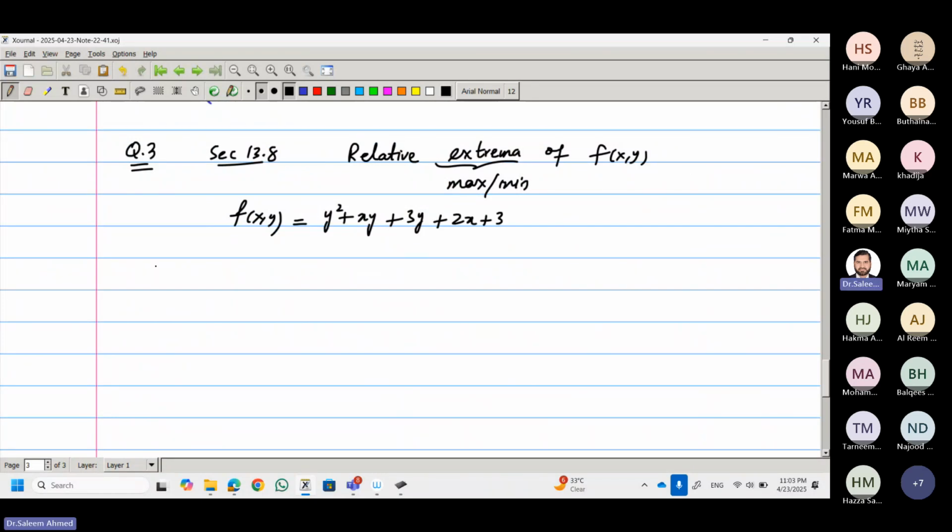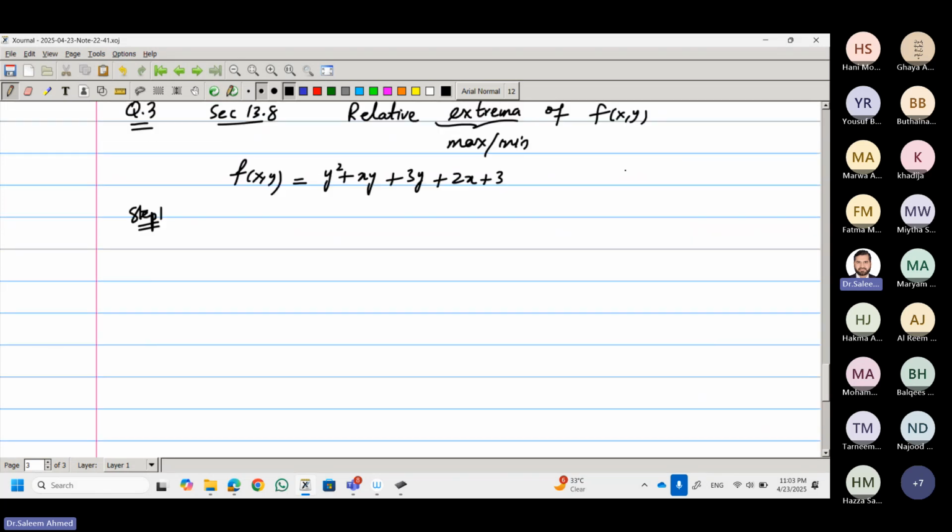Right? So the first step here is to find the critical points, because relative maxima and minima always occur at critical points. So step 1 is find critical points. For critical points, you need fx and fy equal to 0. We set fx equal to 0 and fy equal to 0, or any point where fx or fy does not exist. But here, these are polynomials, they always exist.